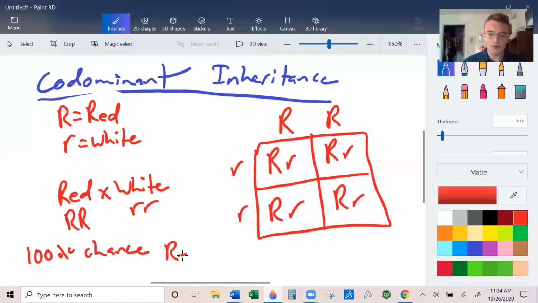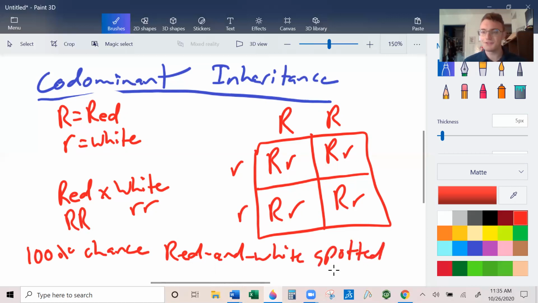of red and white spotted. Notice it's not going to be 100% red because we're in a codominant problem, not a complete dominant problem. So all four of those squares will make a red and white spotted flower.